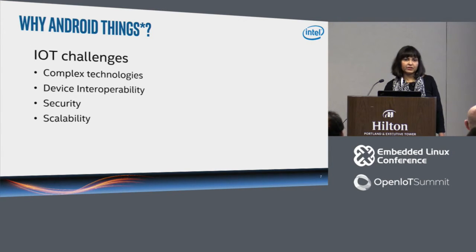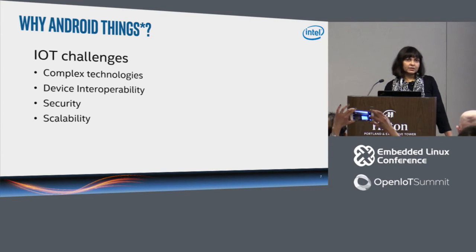Devices from different manufacturers, even similar devices, are implemented with different features, or the features are implemented differently, so that the apps and users have to interact with them in different ways. There are security vulnerabilities because of the always connected nature of these devices. And scalability, both in deployment and maintaining long term.